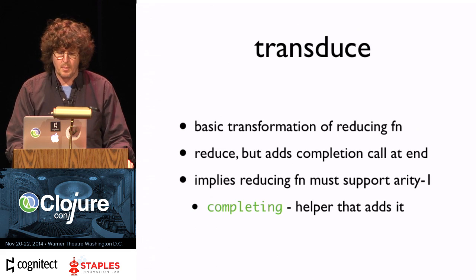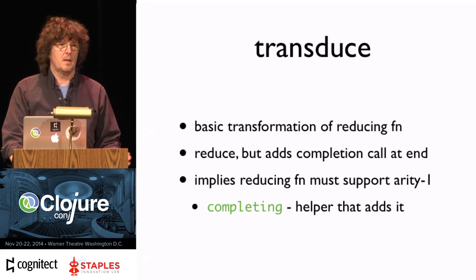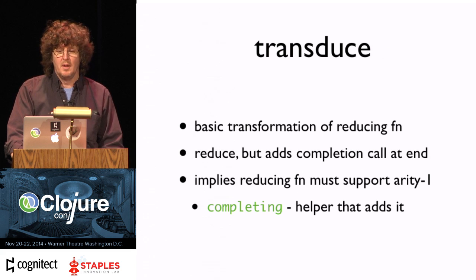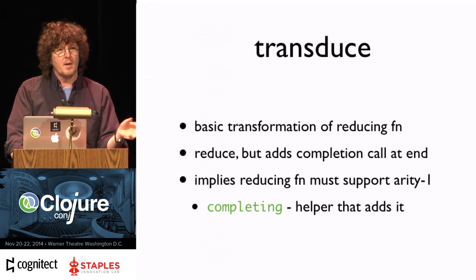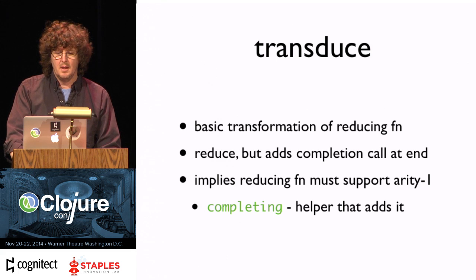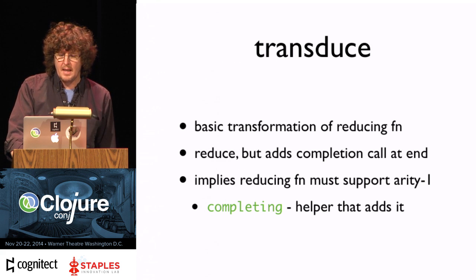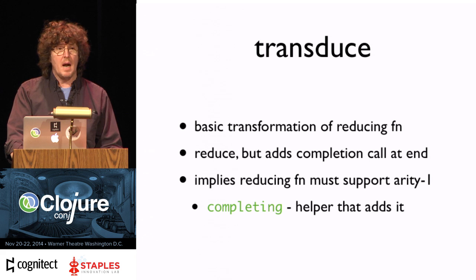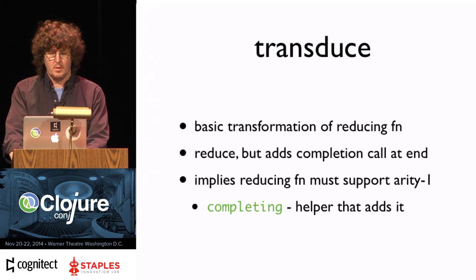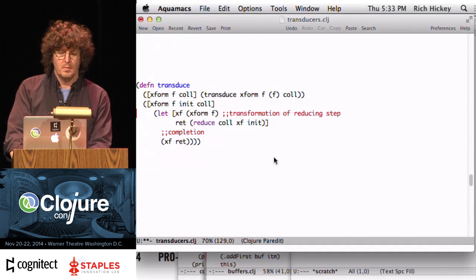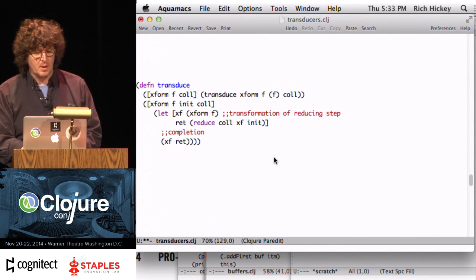All right, so let's look inside a couple of these. Transduce is the most basic. It's just like reduce, except it has a transducer and it transforms the reducing function. It also has to add the completion step at the end. It does imply that the reducing function must support the one-arg arity, which it may not do. Let's look at code. Do I have a code? Oh, look, code. All right, code. I talked too much about this before showing you.